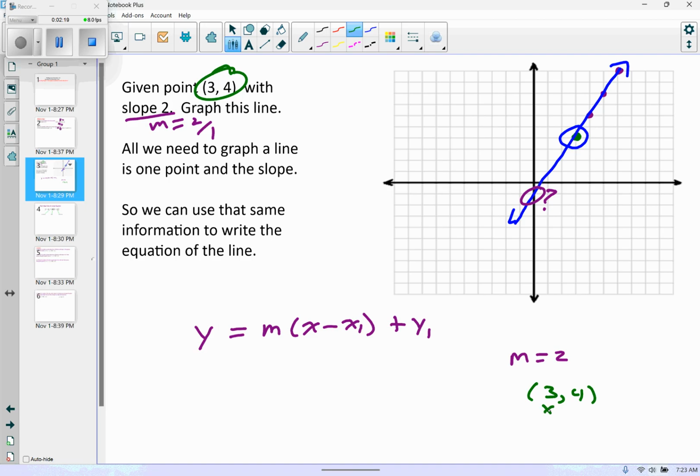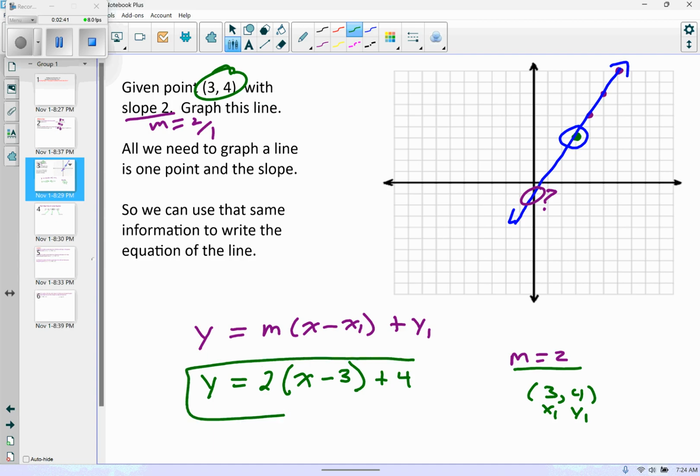I'm going to label this x1 and y1, and the slope being 2, I'm going to plug it in. So y stays alone. We know slope m is 2. And then watch this, ready? x1 is 3. Notice there's a subtraction sign, so I'm going to put that subtraction sign right there. And then y1 is positive 4. So this is our equation. This equation here goes to that line.